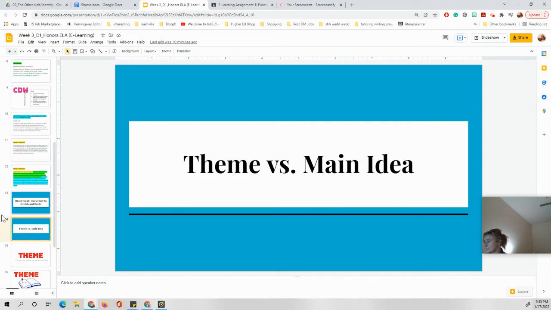Okay, now we're back. How can we apply CDW to talking about writing? We're going to be talking about how we can prove that an author is talking about a theme, one of those terms that we learned from last week. But we also learned about a main idea. Let's review theme versus main idea.